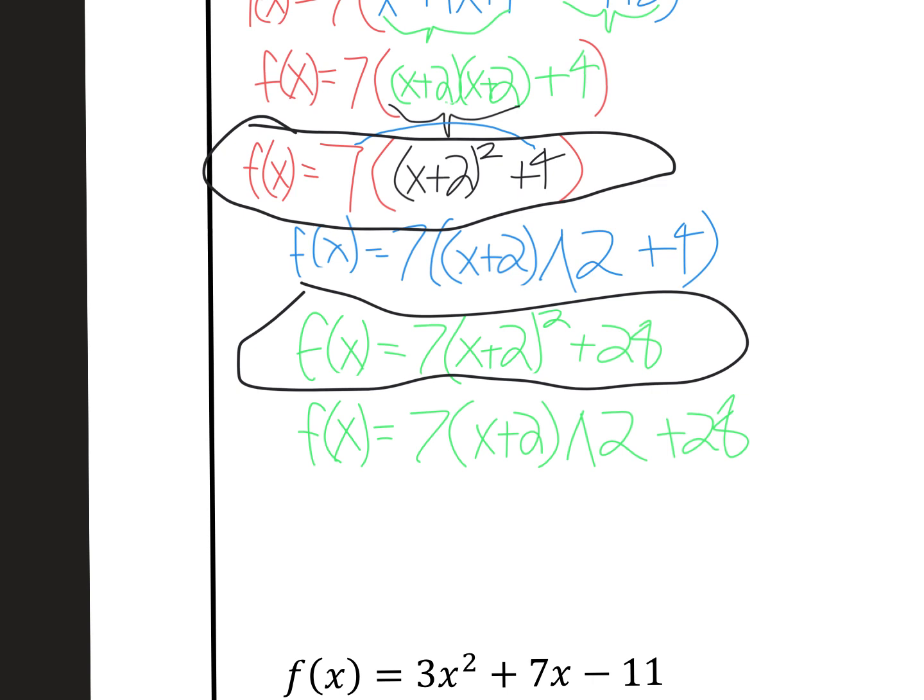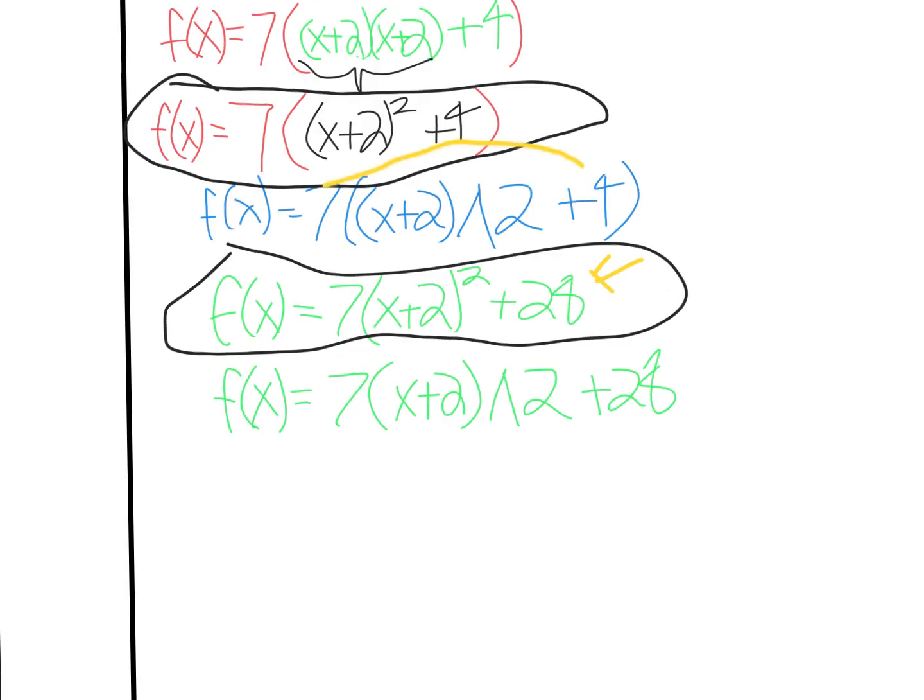As with everything in this section, you can always check your work by graphing. So here I graphed the original equation and then the two acceptable final answers. And you can see there's only one graph here. That's because all three of them overlapped. Okay? And I almost forgot to identify the vertex.